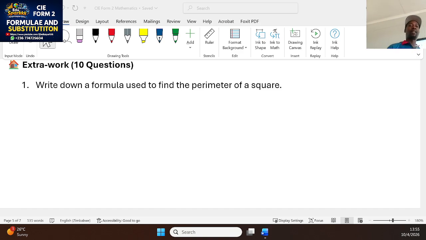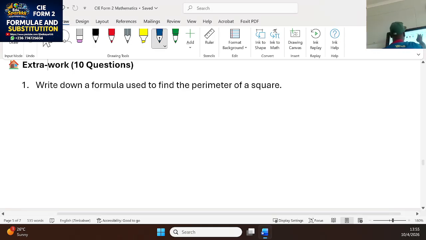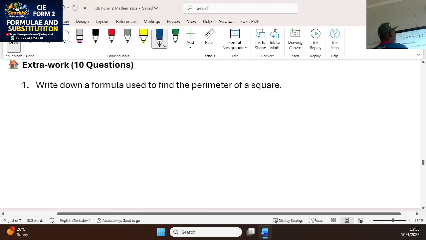Okay, folks, let's try and close on substitution and formula there on Form 2 mathematics. Here are 10 problems that we want to quickly go through together. Write a formula used to find perimeter of a square.